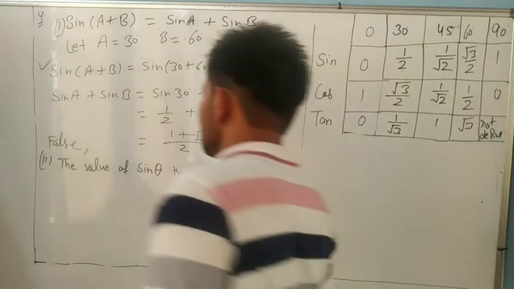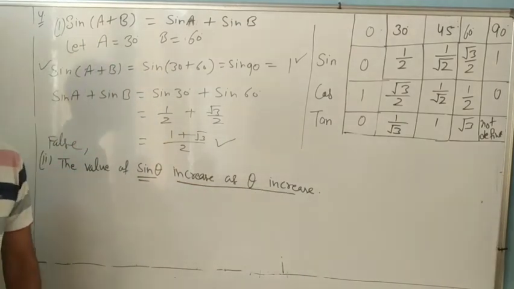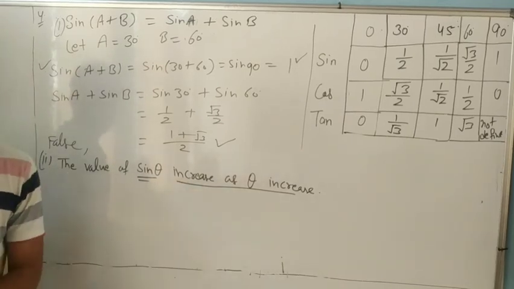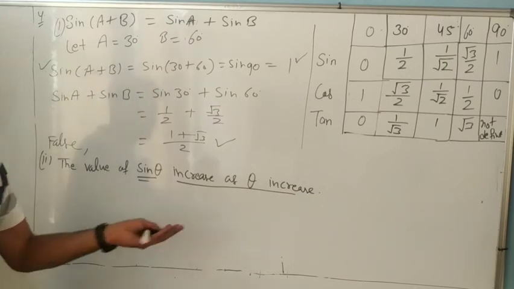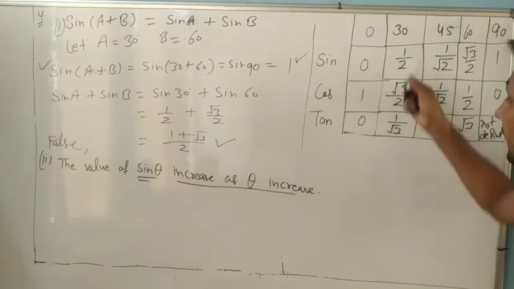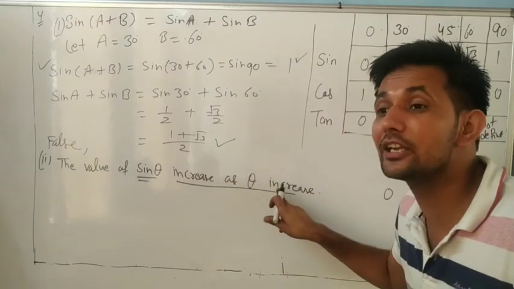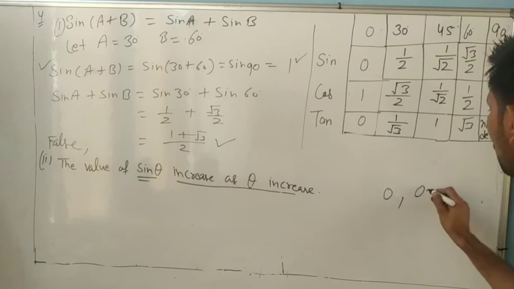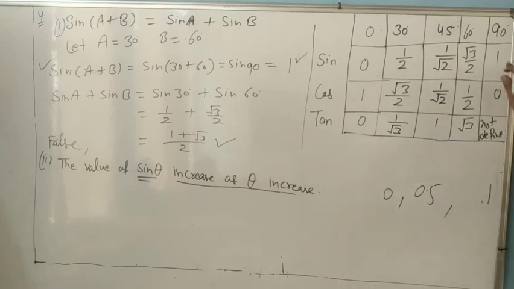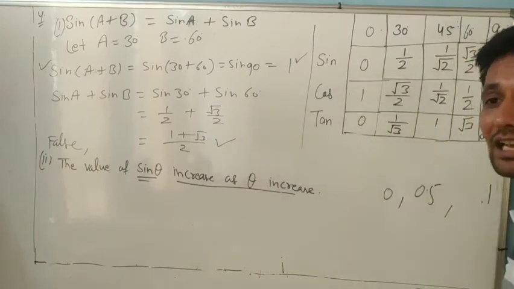Look at this: the value of sine theta increases as theta is increased. Tell me the answer. Check it. Sine theta means angle. Sine 0 is 0. Sine 30 is 1 upon 2, so 0.5. Increased or not? Now it is 1 upon root 2, and after that, at 90, it is 1. So whenever the angle increases, the value of sine also increases.